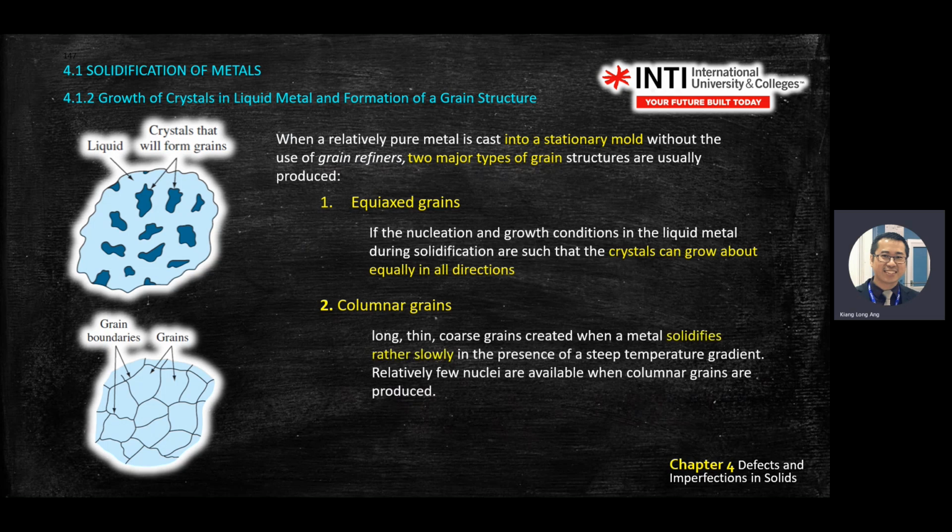Okay, there are two more terms to learn: equiaxial grains and columnar grains. Equiaxial grains grow equally in all directions. But columnar grains, column is a long shape, right? Long and thin coarse grains fall under columnar grains.